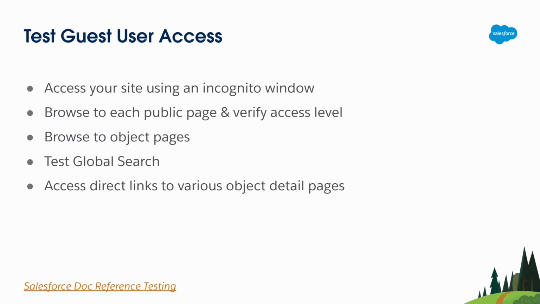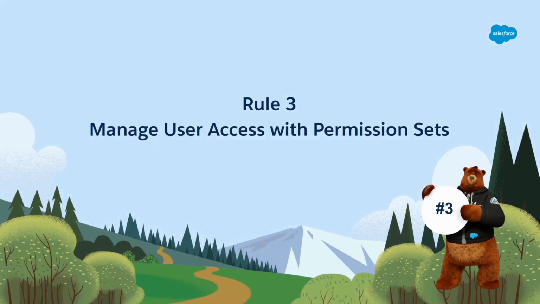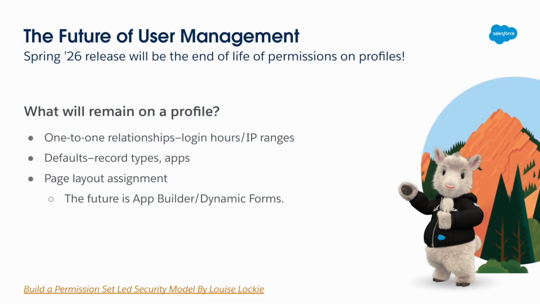Now, once you define personas and their capabilities, you need to set up access within the system. And that brings us to rule number 3 that states, manage user access with permission sets. Unless you're relatively new to Salesforce, you're likely aware that the future of user management revolves around permission sets. With Spring 26, that'll be the end of life of permissions on profiles, post which only the following settings will remain on the profile. So those are the login IP ranges, the record types, and page layout assignments. Again, there you have an alternative with App Builder or Dynamic Forms.